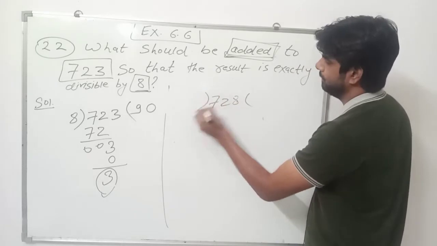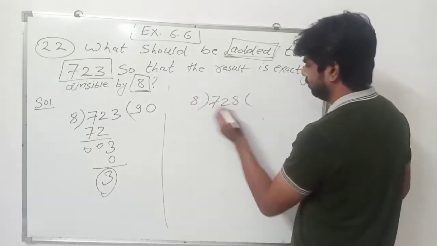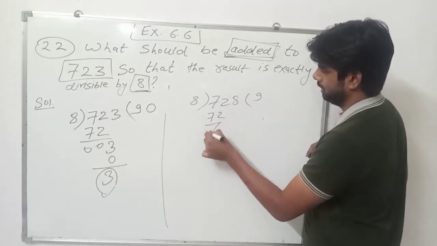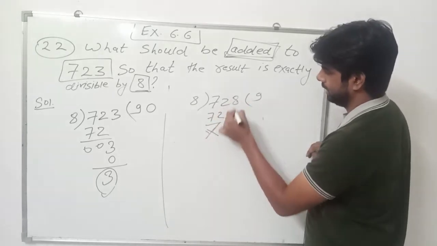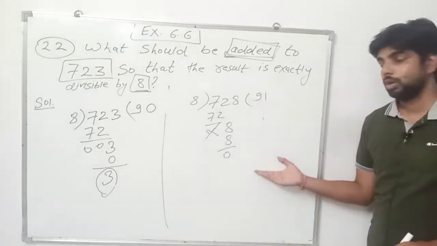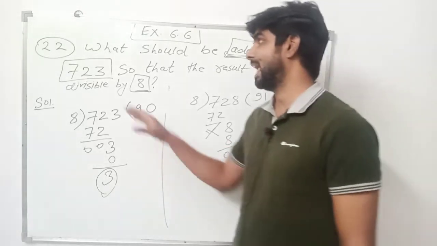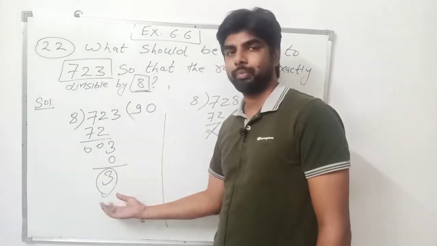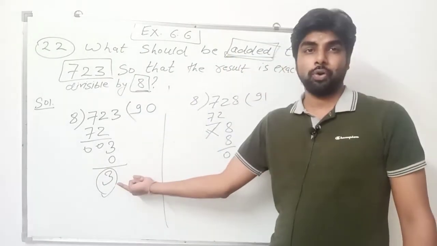Let's divide 728 by 8. 8 nines are 72. And this is 8. 8 ones are 8. The remainder is 0. So whenever the question is like that, what should be added? We will subtract this 3 from our divisor.